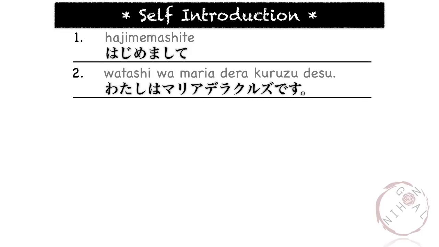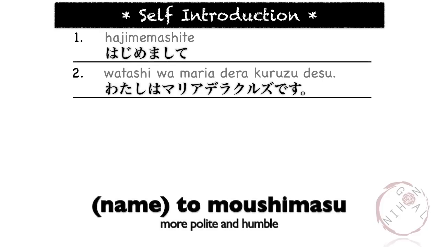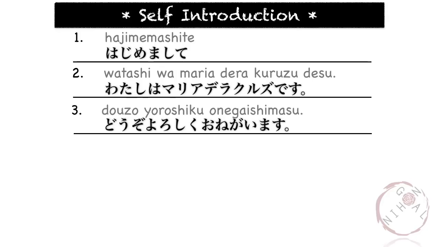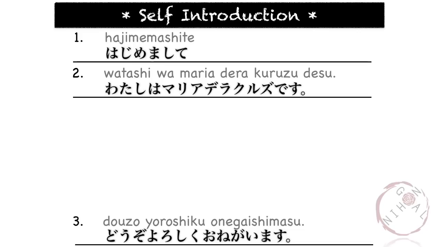Another way of saying watashi wa Maria de la Cruz desu is instead of desu, you use moushimasu. Moushimasu is a much more polite way of introducing yourself. And then followed by douzo yoroshiku onegai shimasu. So this means pleased to meet you or please be nice to me. So this is the basic way of introducing yourself in Japanese. はじめまして。私はマリア・デラクルスです。どうぞよろしくお願いします。Okay, so you can make it very simple or you can add more.